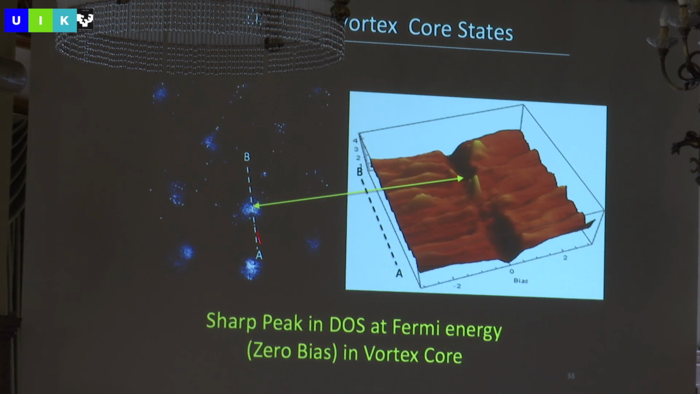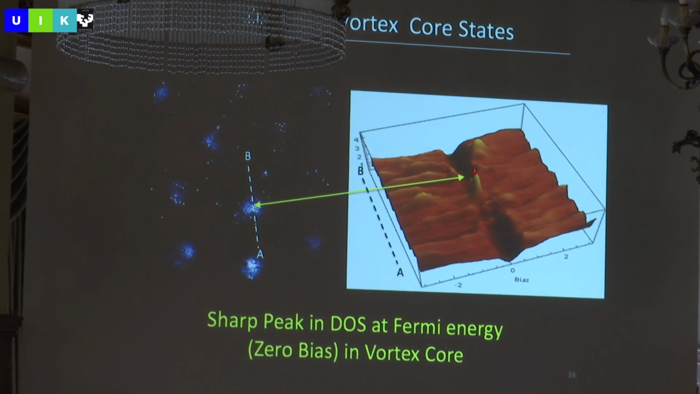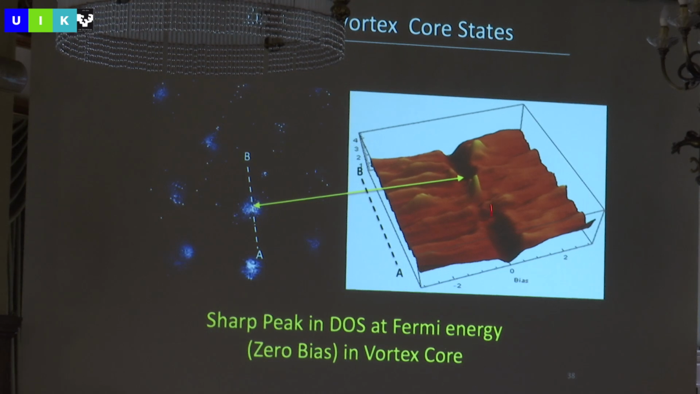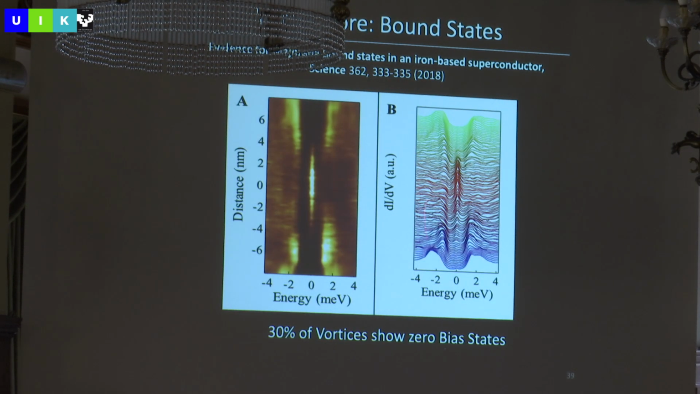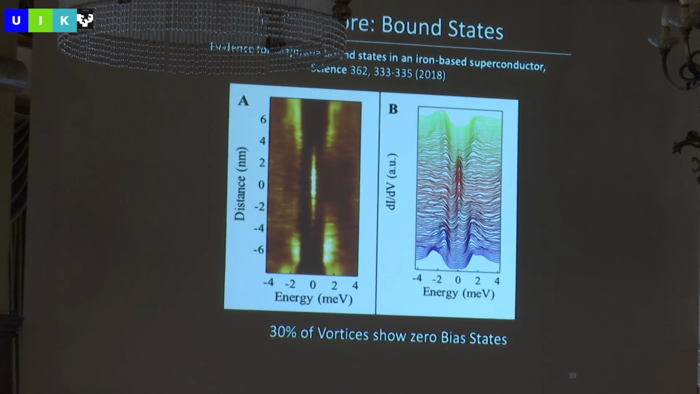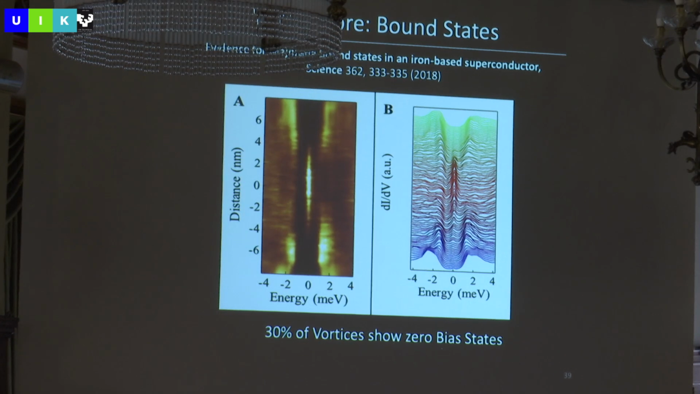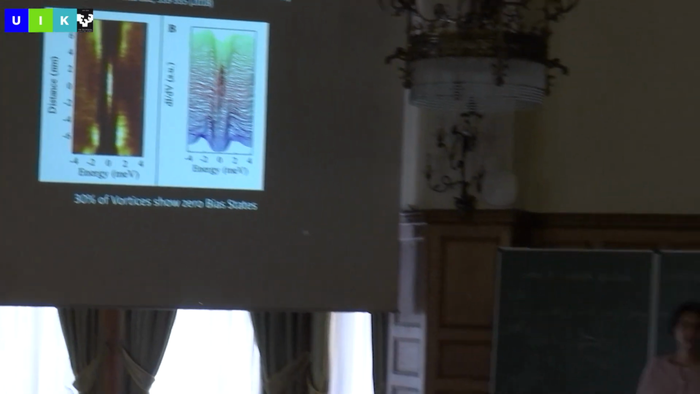So if you take a line cut through one of these vortices, you see this zero bias peak. And of course, it's a big problem. You don't know whether these zero bias peaks are actually Majorana fermions, or if they're normal Caroli-de Gennes states, which should also occur inside vortex cores.